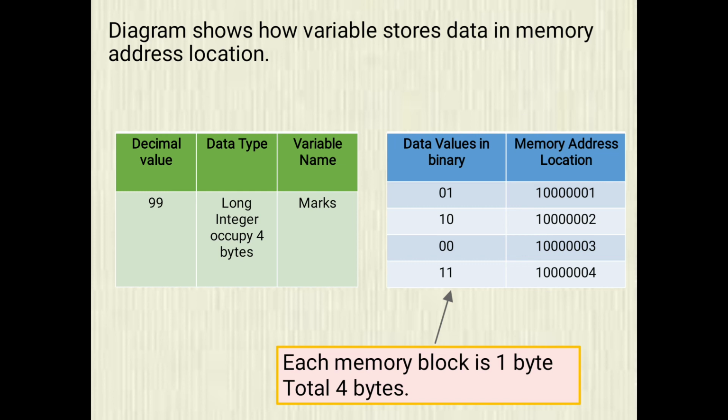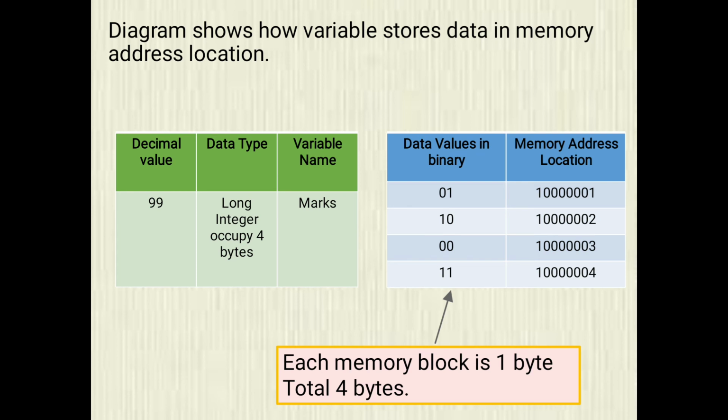Keep in mind that this is not an actual representation of how the data are stored. This is just a pictorial representation, a very crude format that I have created, just to make you understand. On the left hand side of the table you have a decimal value. If you remember the number system, we have already come across it. So the decimal value is 99.